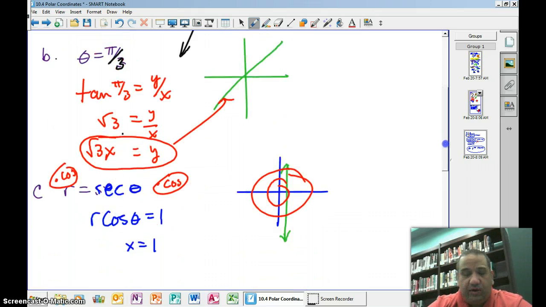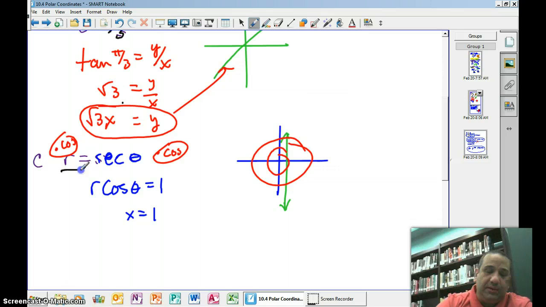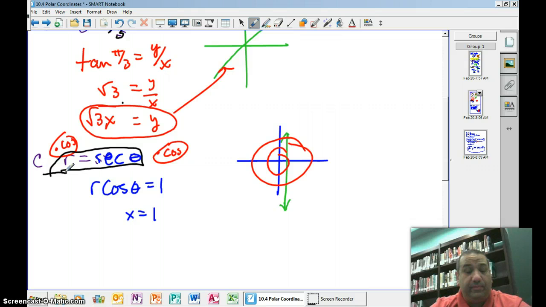The next one's kind of weird. Let's look at this one. R equals secant. Okay, well, I don't know anything about secant, so I'll multiply both sides by cosine. So I get r cosine of theta equals 1, because remember, this times that is 1, because it's 1 over cosine times cosine. So I get this guy equal to 1, which really, this whole thing is x. X equals 1 is a nice vertical line at 1. I know, making it look easy, but you're going to practice, okay?